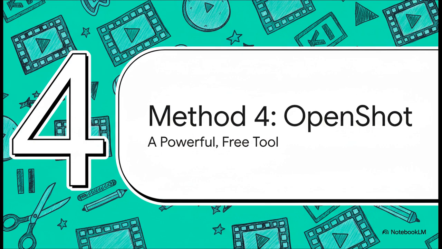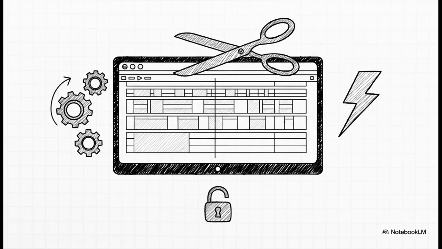And now for our final method. This one's for those of you who want a bit more power under the hood but still don't want to spend a single penny. Let's talk about OpenShot. OpenShot is this amazing piece of free open source software. It gives you a much more traditional video editing setup with a ton of features. It might look a little more intimidating at first, but it's perfect for trimming, and it gives you a clear path to doing more advanced edits later on if you ever get the itch.